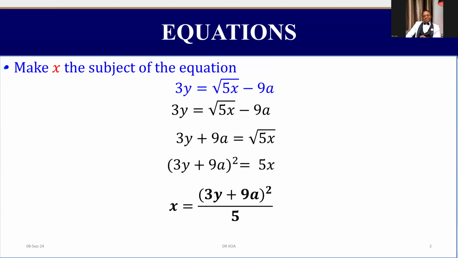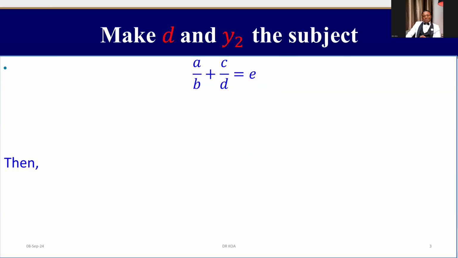So this is your result at this stage. Let's take another one. I want you to make D the subject of this equation. There are two ways of going around it, but one of the ways is that you can take the LCM of BD. And that is that, you get your BD. B goes into BD is D, D times A is AD.